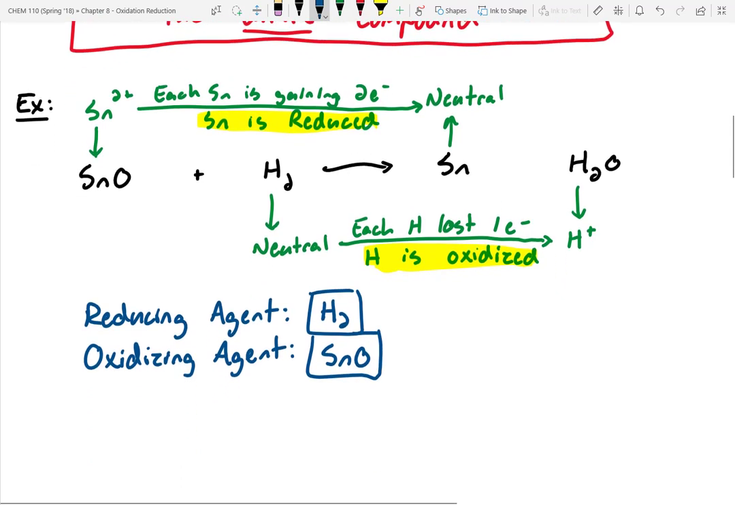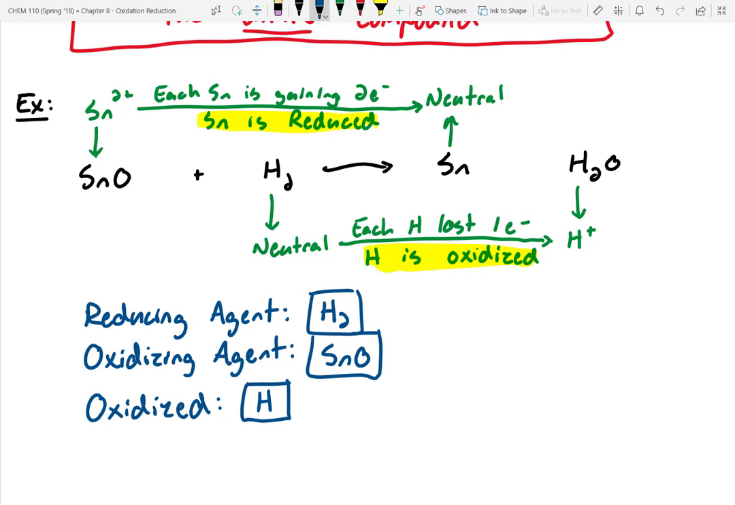This is different, though, when we ask what's oxidized. When we think about what's oxidized, we're just thinking about individual atoms. So when we think about oxidation, focus on individual atoms, which in this case would be a hydrogen atom. And reduced wouldn't be the tin oxide, it would just be the tin, because we know the oxygen wasn't reduced in the overall reaction.